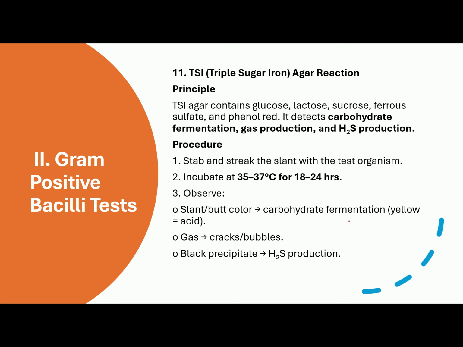In TSI, if it's yellow, it's considered acid. If it's red, it's considered alkaline. Now, they have this so-called shorthand nomenclature. If it's yellow or acid, you write it as A. If it's red or alkaline, you write it as K. So let me repeat. If your medium becomes yellow, it means that it's acidic. If it stays red, it's alkaline. Now, meron siyang shorthand. A is for acid, K is for alkaline.